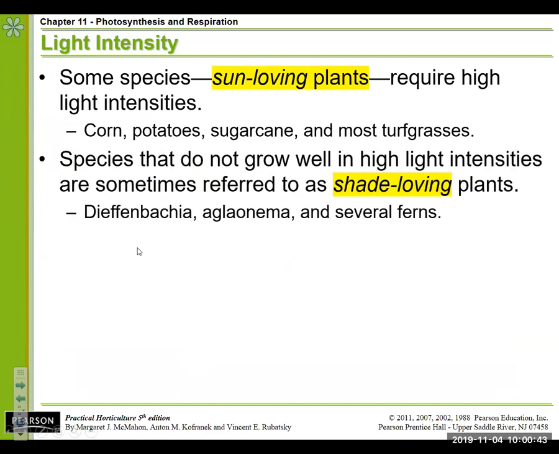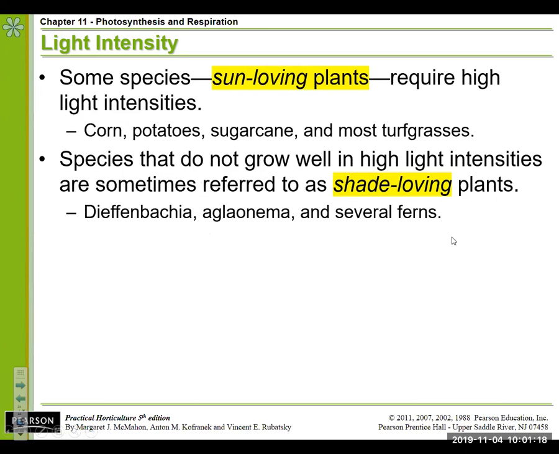We also have plants that are adapted to grow better in low light intensities, and we often refer to those as shade-loving plants. And if you look at these, the Dieffenbachia and the Aglaonema, these are two tropical plants that we grow as houseplants, and they naturally evolved under the canopy of rainforests often. So when they're growing in those situations, they're naturally adapting to low light conditions.